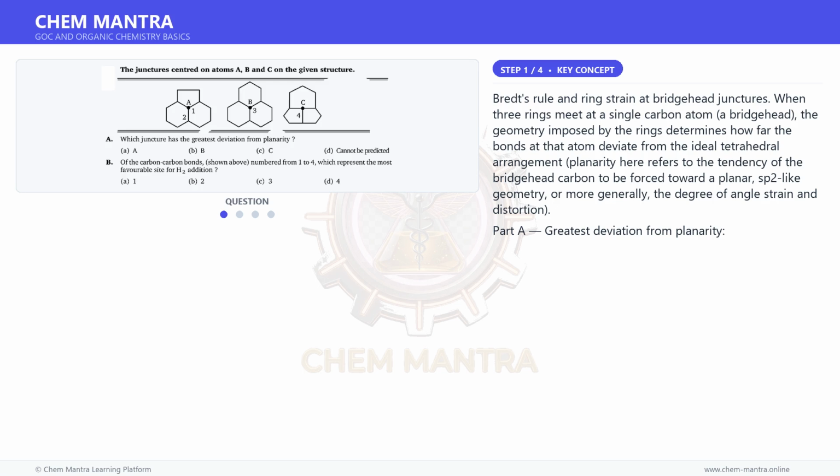When three rings meet at a single carbon atom, a bridgehead, the geometry imposed by the rings determines how far the bonds at that atom deviate from the ideal tetrahedral arrangement. Planarity here refers to the tendency of the bridgehead carbon to be forced toward a planar, sp2-like geometry, or more generally, the degree of angle strain and distortion. Part A: greatest deviation from planarity.